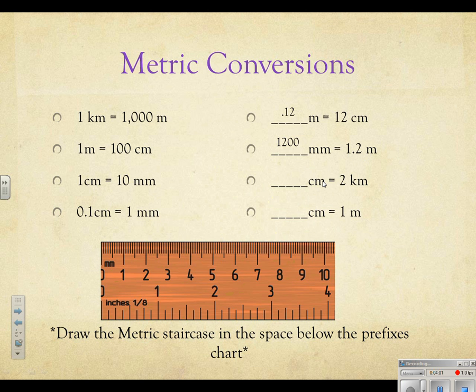Okay, kilometers to centimeters. Kilometers is the larger unit, centimeters is the smaller unit. It's going to be on the right. So 2 kilometers is actually going to be 200,000 centimeters. And 1 meter is going to be 100 centimeters, which is what you got from the left column over here.